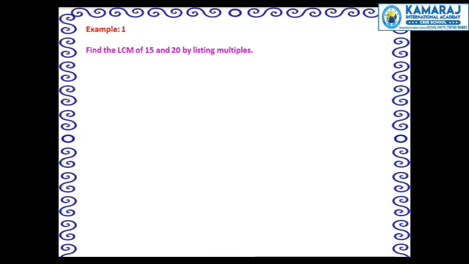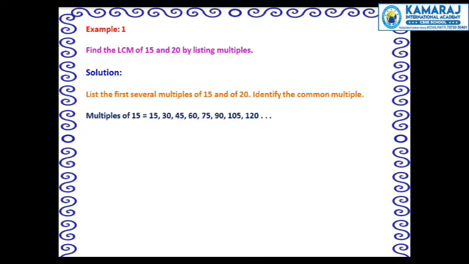Find the LCM of 15 and 20 by listing multiples. Solution. List the several multiples of 15 and of 20. After that we can identify the common multiple. So first we need to write multiples of 15. So these are the multiples of 15. Next we need to write multiples of 20. So these are the multiples of 20. Now we need to find the common multiple.